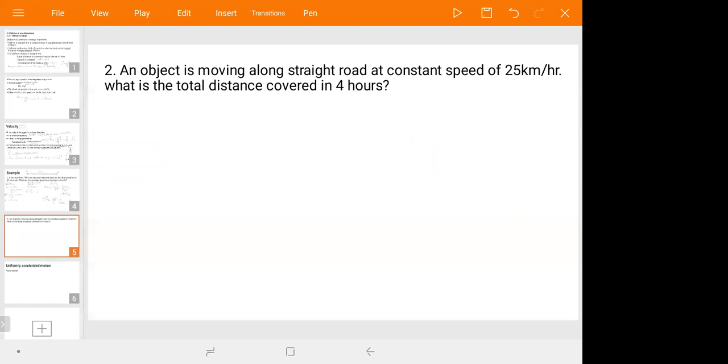For example, number 2. An object is moving along a straight road at a constant speed of 25 km/h. What is the total distance covered in 4 hours? This one is very simple. Try it.